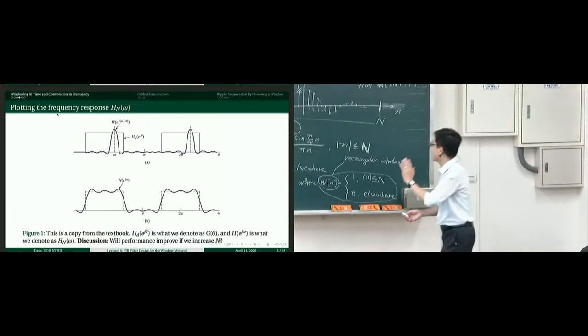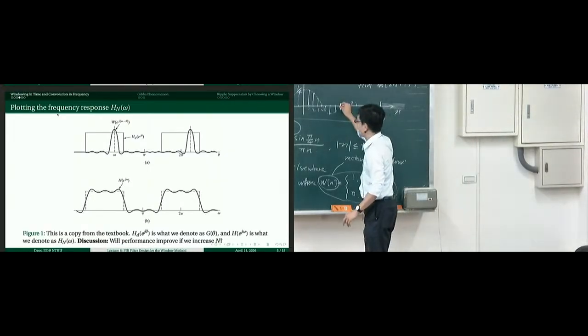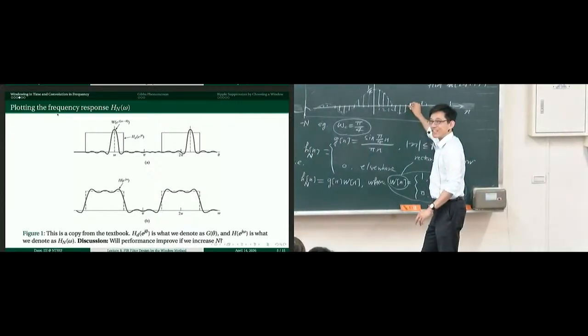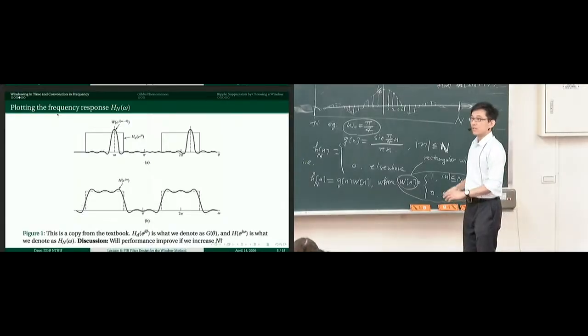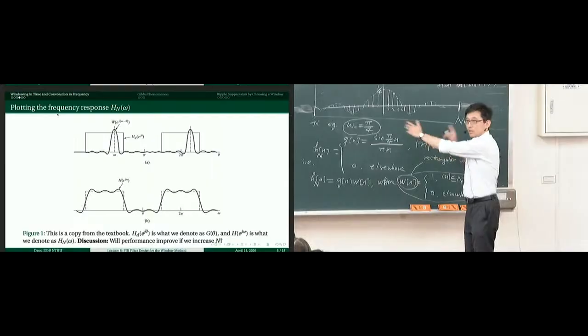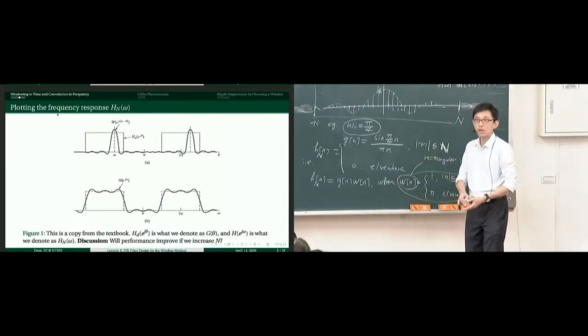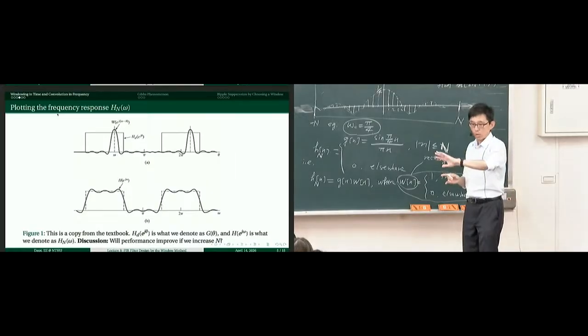8 is probably not enough. 8 is like truncating right here. Probably not a good idea. But how long should it last? So again, this is a trade-off. The performance has got to improve, because by including more and more samples, the performance has got to improve. But in what way? In what sense? That's what we will discuss when we come back next week.